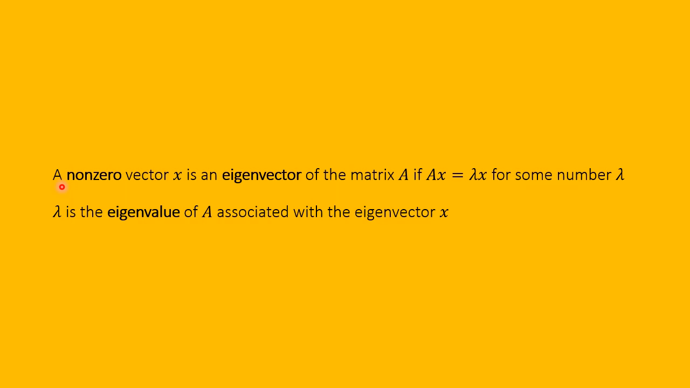We will say that a non-zero vector X is an eigenvector of the matrix A if A times the vector X equals lambda times the vector X for some number lambda. This number lambda is the eigenvalue of A associated with the eigenvector X.